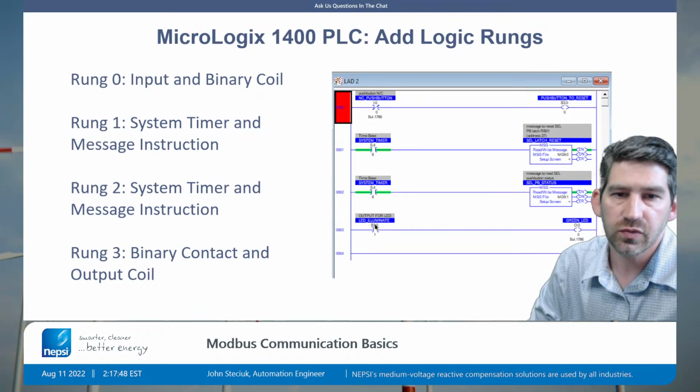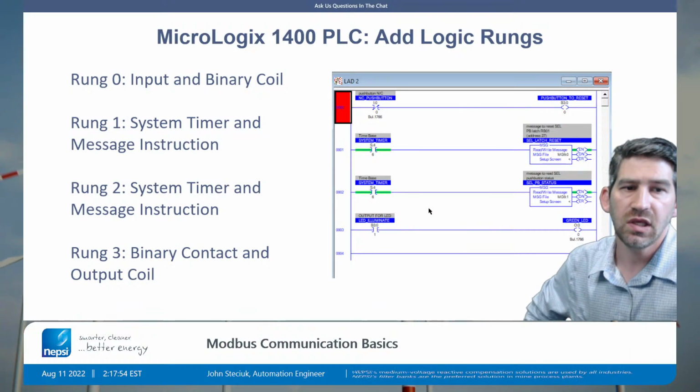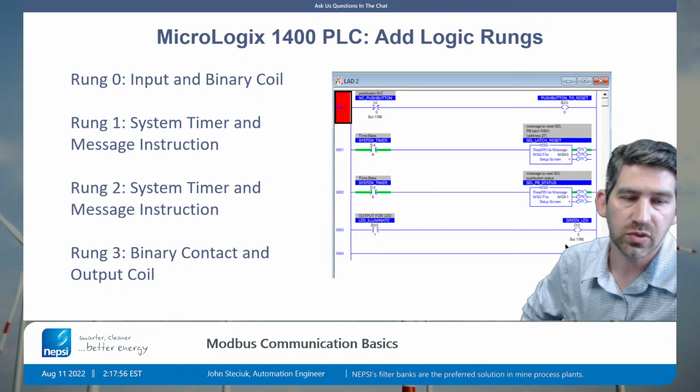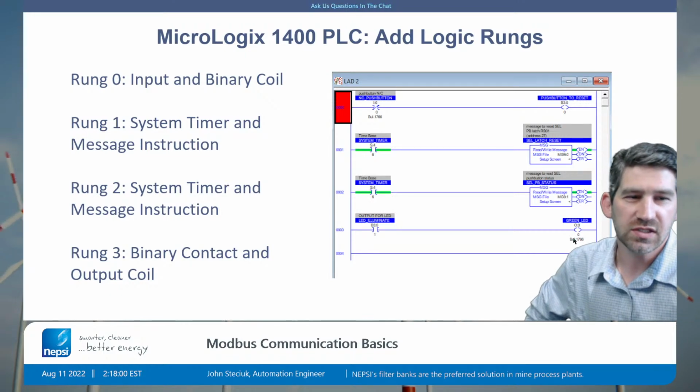And then rung 3, we have a binary contact, and we have an output coil. And the output coil is for the LED. It says green LED here.